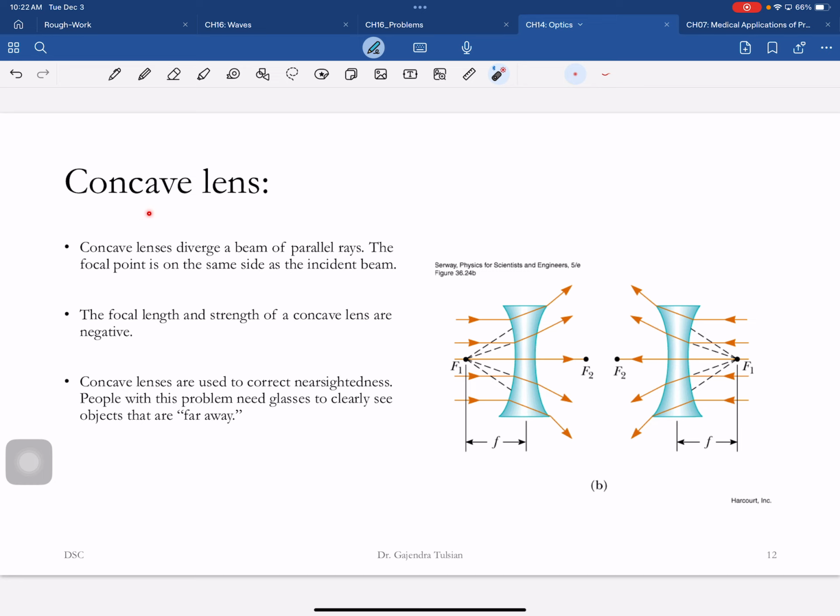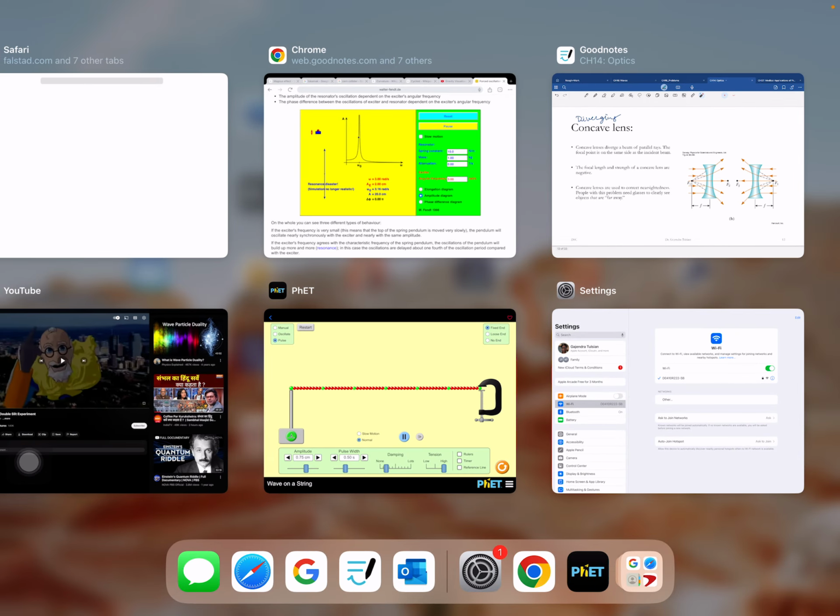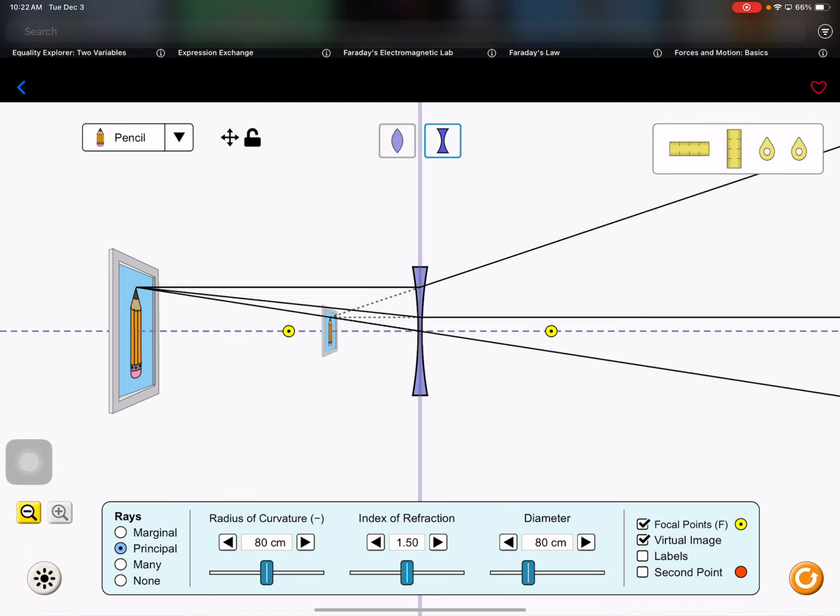Okay, a concave lens, or a diverging lens. You shine a beam of parallel light, and it diverges like this. Okay, this is used for distance eye correction. So for myopic, if you can't see distant objects, this is the kind of lens that is used. Okay, so let me show you how that works.